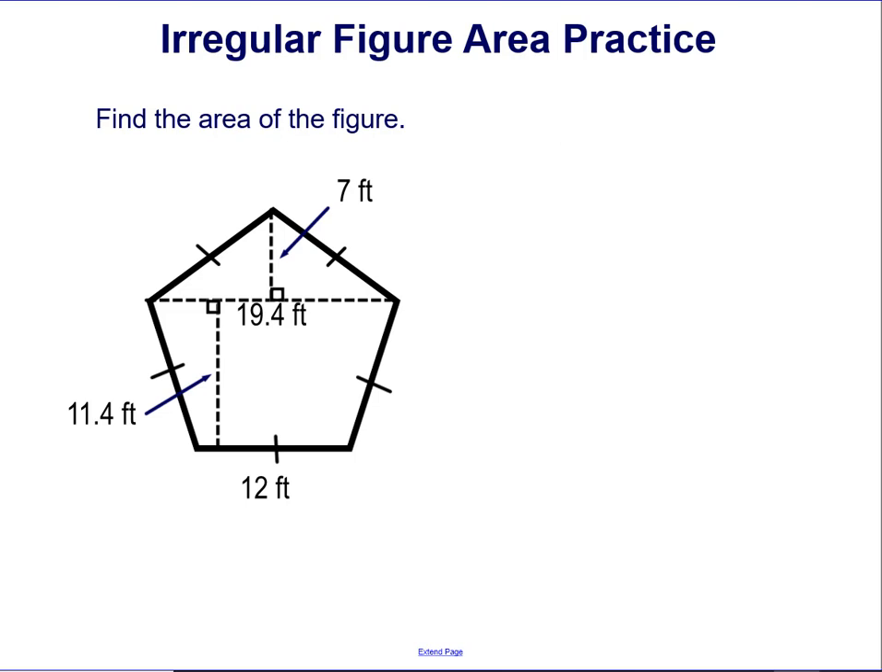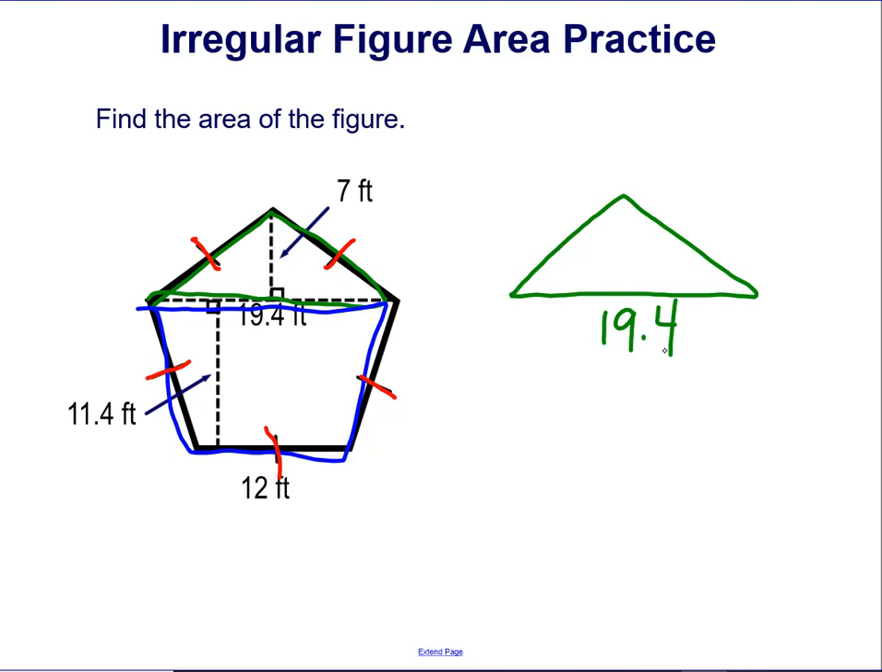Find the area of the figure. This shape can be divided into a triangle on top and a trapezoid on the bottom. These are 2 shapes we know how to find the area of. We also should note that our lines here mean that all of these sides are congruent, so all of those sides are 12 feet. So when I pull my shapes out and I get my dimensions, I know my base for my triangle is 19.4, and my height here is 7 feet.